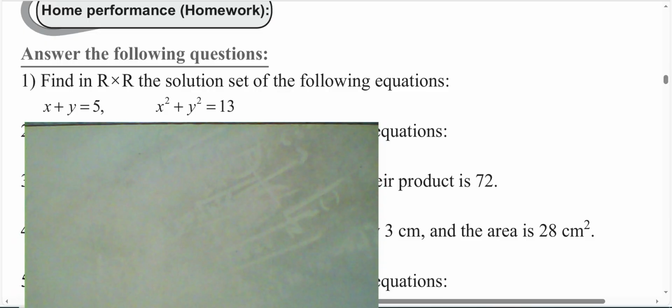Look with me at question number 1. First, find the R by R solution set. For the following equations, we have x plus y equals 5 and x power 2 plus y power 2 equals 13.